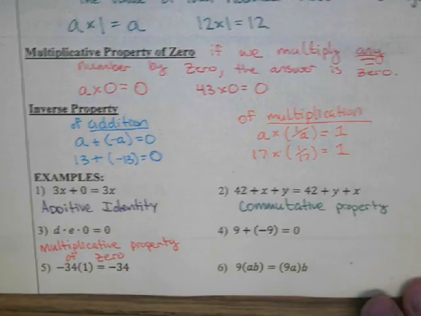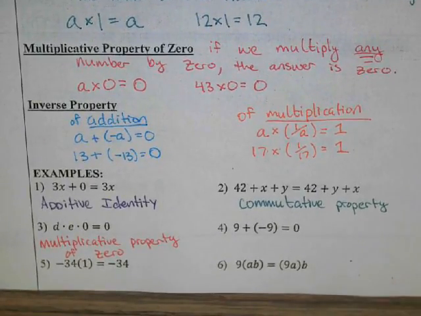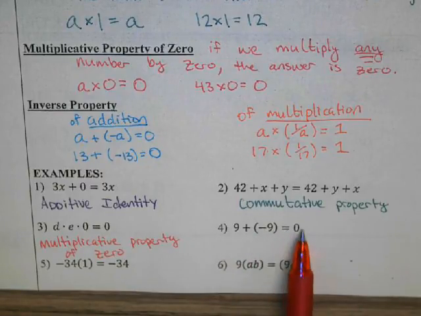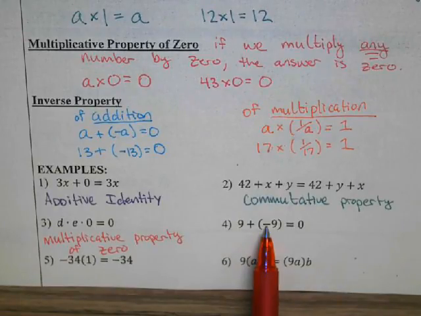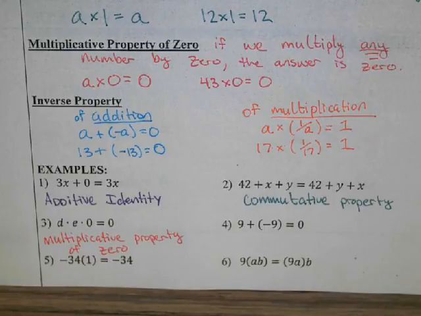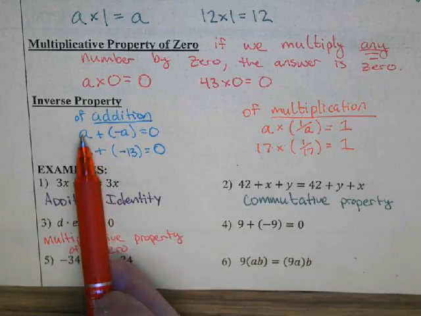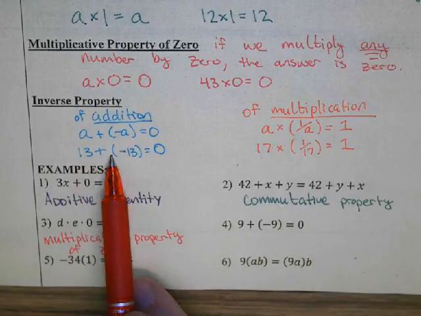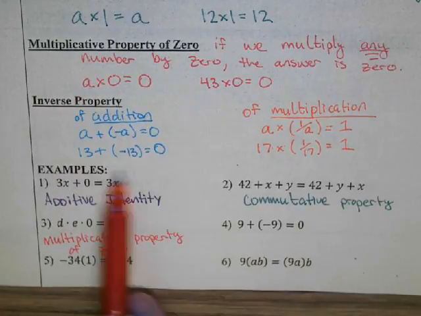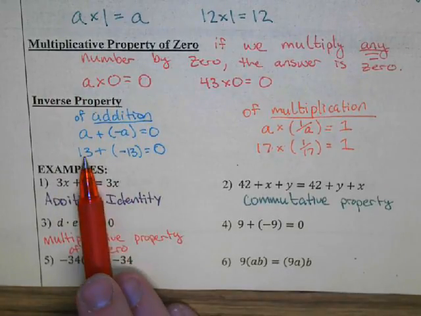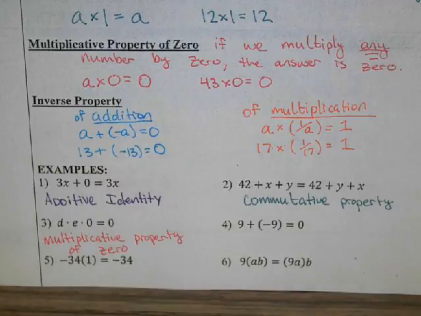Okay, just 3 more to go and then we'll be done. Let's look at number 4. 9 plus negative 9 equals 0. So we started off with the number 9, then we added its opposite, negative 9, and we equal 0. Well, I can kind of see that from right here. We're starting off with a number, we're adding its opposite, and it equals 0. So right here in this inverse property of addition, that's where we're starting with a number, adding its opposite, and equals 0. So that's our answer.